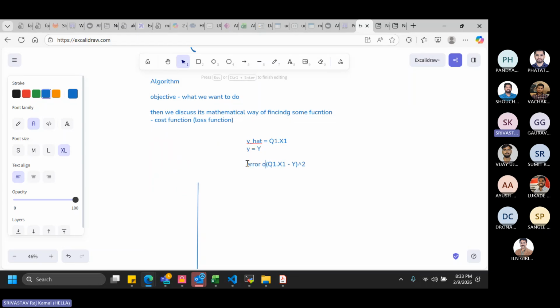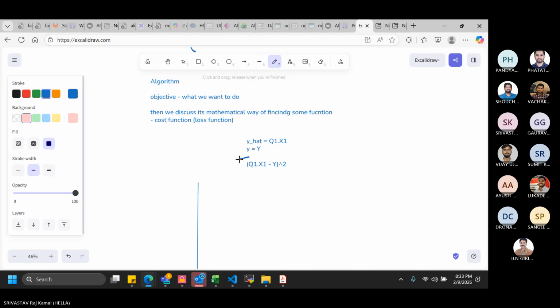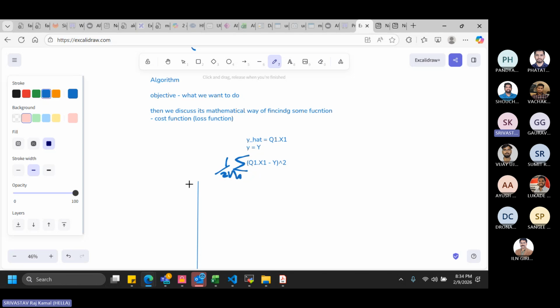Error of, and then what we mentioned, summation here. We do summation of 1 by 2m. This is my cost function, right? Summation. So basically all the points, all the green parts which we see.